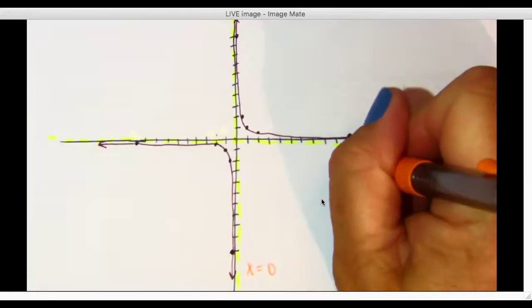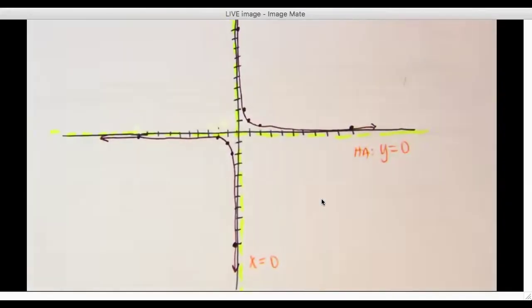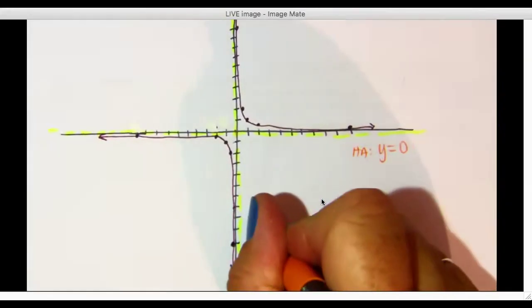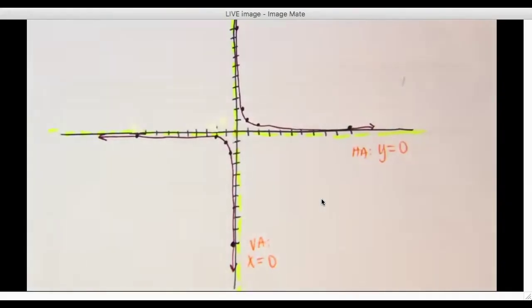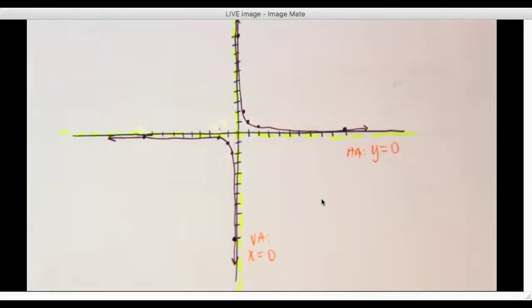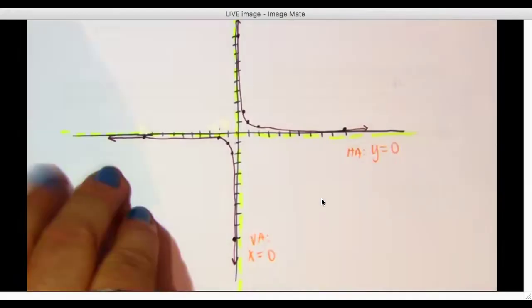Again, this is a horizontal asymptote. I'll usually abbreviate it as HA and VA for our vertical asymptote. So this is the graph of our most basic rational function. On the next page, we are going to graph another basic rational function using points. We'll use a few less points than we did on this one, but that's the kind of parent rational function.